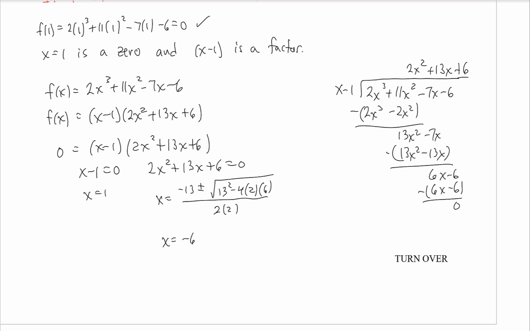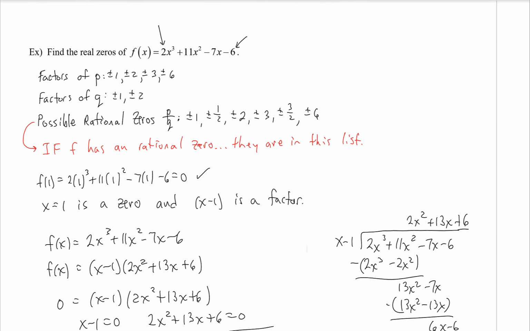And I believe we get negative 6, negative 1/2. You can run that through a calculator. We don't take your calculator away from you. So now we know all the zeros. And it turns out they're all real. Those are 3 real numbers.